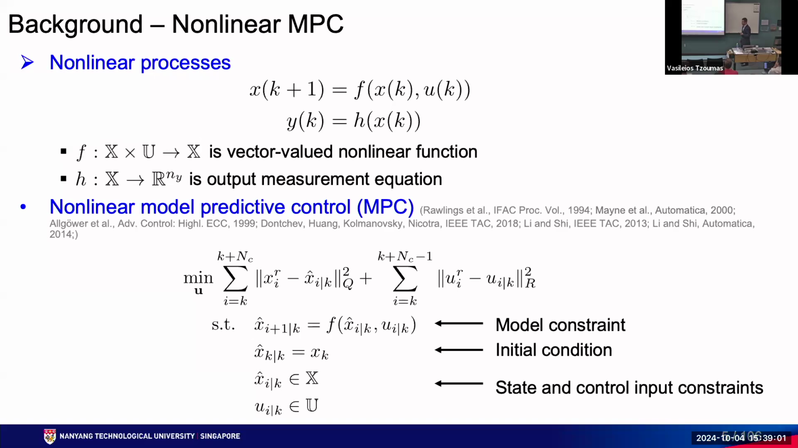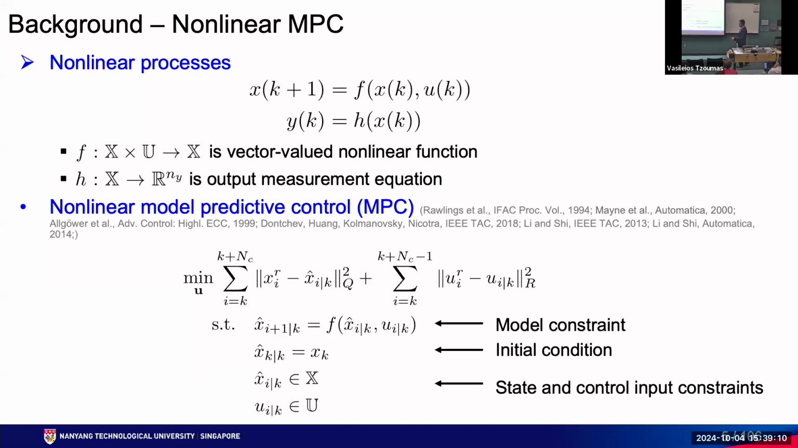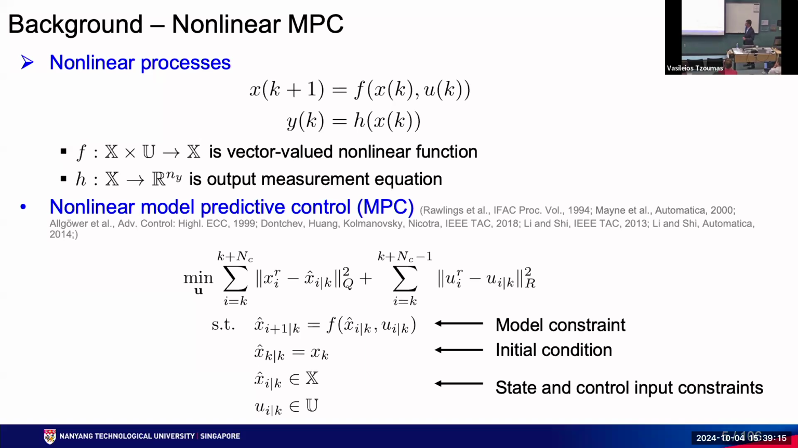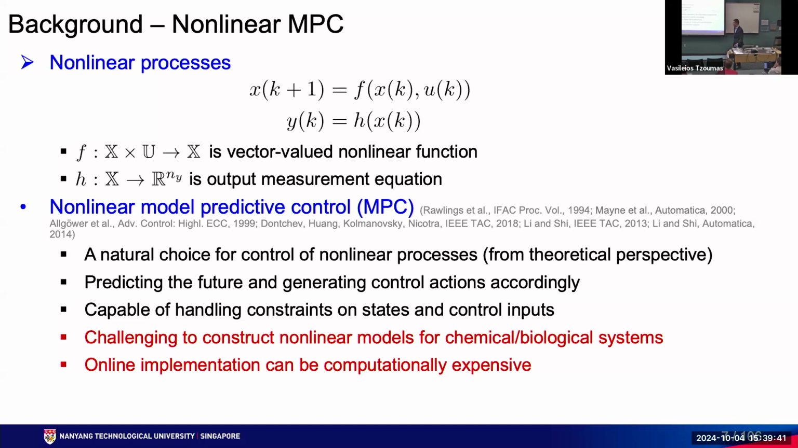Another advantage of nonlinear MPC, as you all know, is that we are able to address the constraints in a straightforward manner because they can be incorporated directly into the optimization. As I have mentioned, this is a natural choice for the control of many nonlinear processes, but only from a theoretical perspective. I will elaborate on this point later on. With MPC, we can predict what will be happening in the future, and through solving optimization, we generate control actions accordingly. Another advantage is something we have discussed: we are able to handle various constraints on states and control inputs.